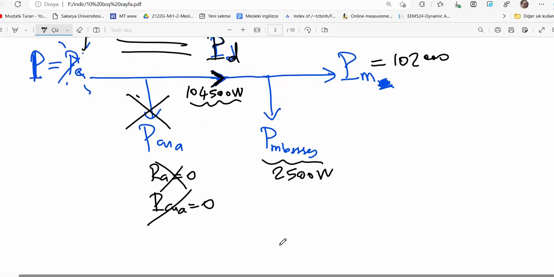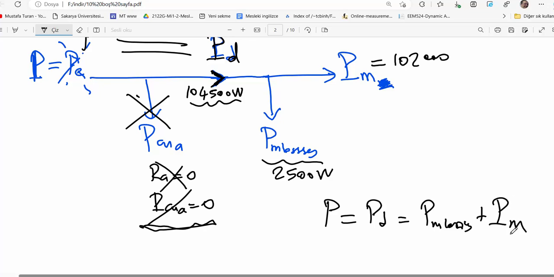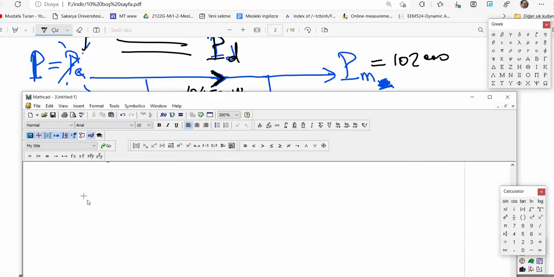So let's write it again. Input power is equal to converted power, since there is no copper loss in armature, and then it is equal to mechanical losses plus shaft power. Okay, let's substitute the values here. P, electric power, is equal to PD, which is converted power. It is not known yet.